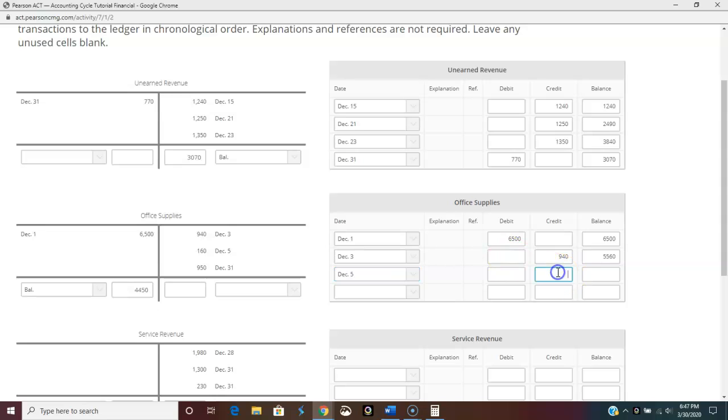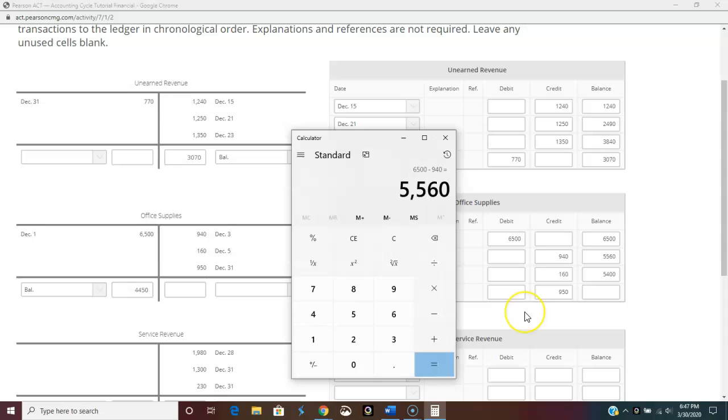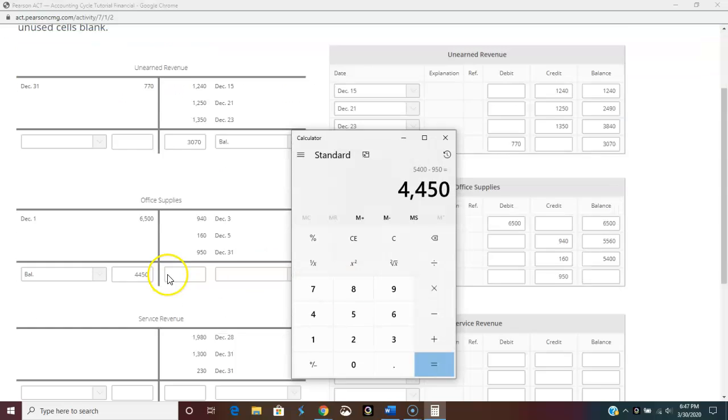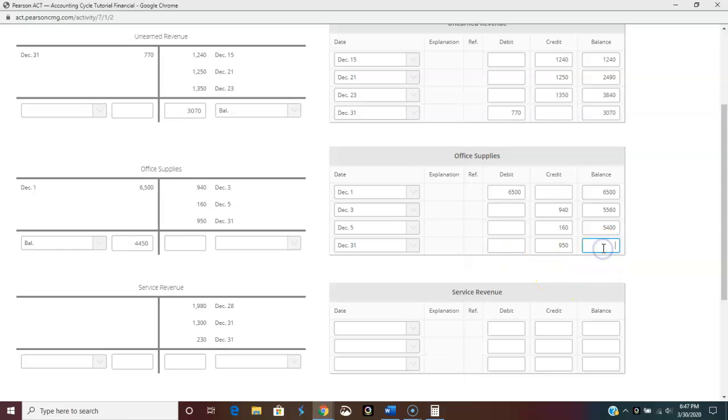December 5th, we have 160 credit, so we're going to subtract it from here, which should give us 5,400. I never trust myself. And then December 31st, we have a credit of 950, so our balance should be 5,400 minus 950, which should be 4,450. Is that what I got? 4,450.